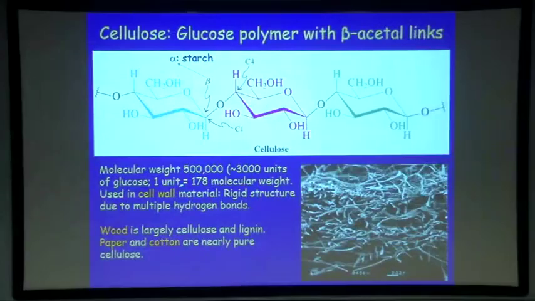They are responsible for cell wall material. Here's a magnified picture of cellulose. Wood is largely cellulose. Paper and cotton is pure cellulose. So when you look at paper now, the paper you write on, it's actually sugar that you're writing on. It's a polymer of glucose.